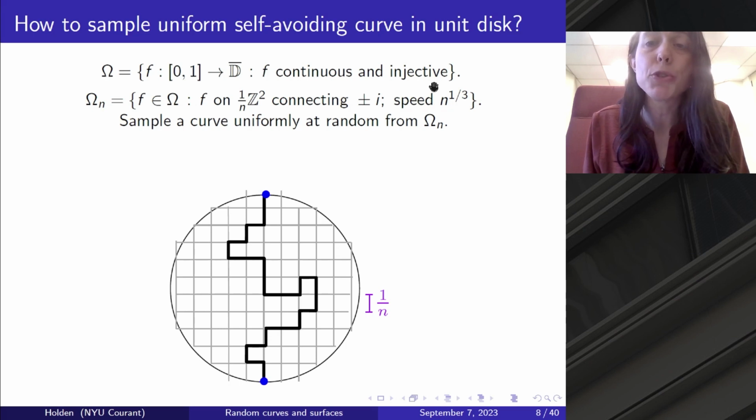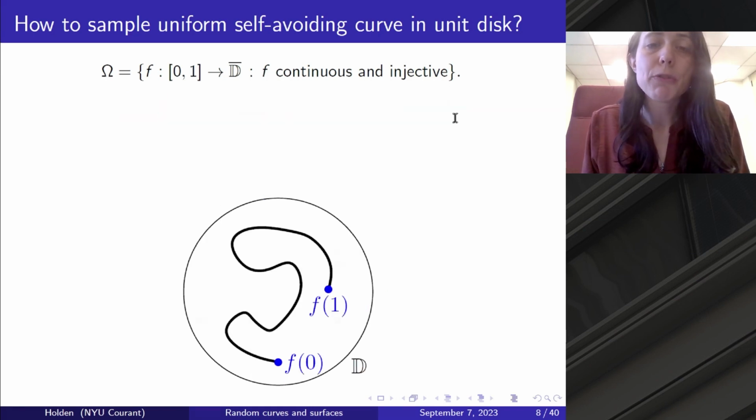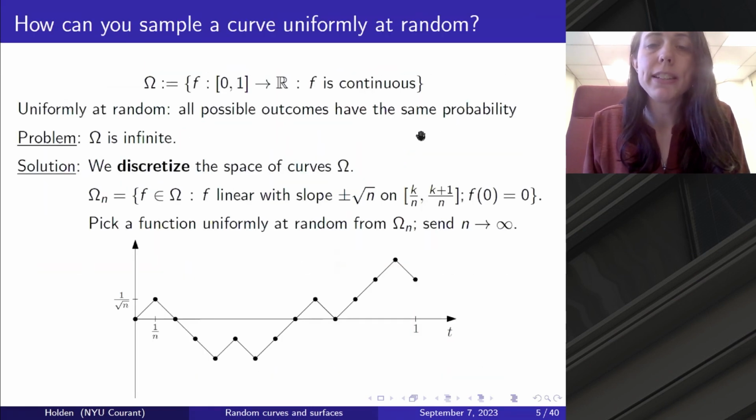The reason we choose this particular speed is that we need to do this rescaling in order to get the limit that we want. It is for a similar reason as we needed the slope to be plus minus root n in the setting of the Brownian motion.